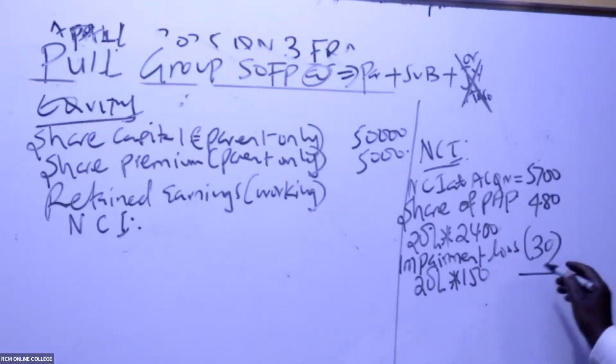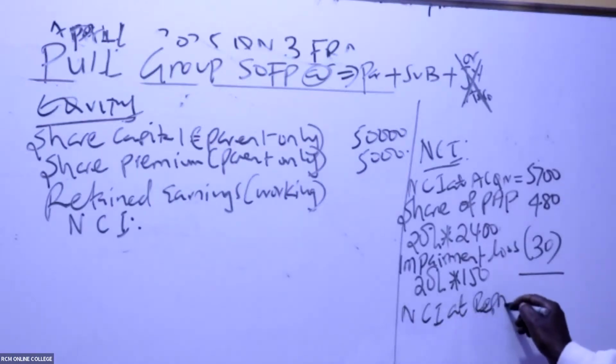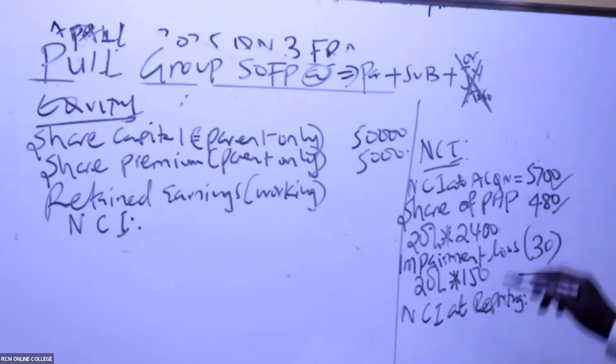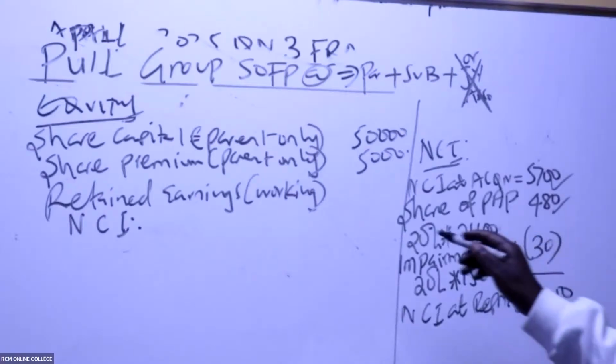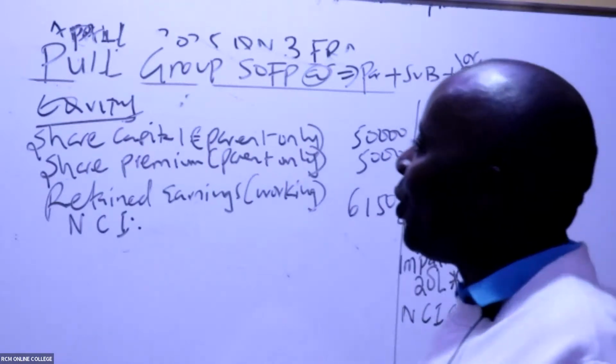So please come and subtract. Give us NCI at reporting. How much do we have there? NCI at reporting. You take this, give them the profit. You're adding profit. You subtract losses. 6,150. Oh yeah. So NCI here is 6,150. So now we are through with the equity.